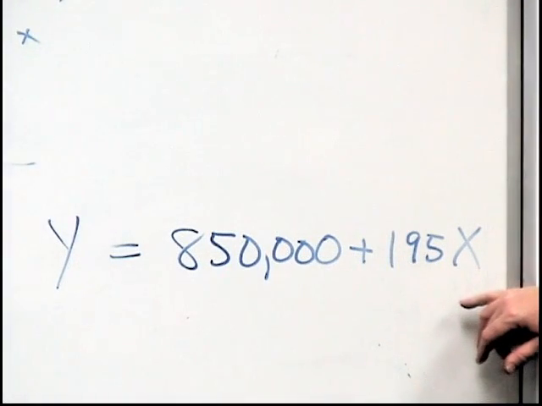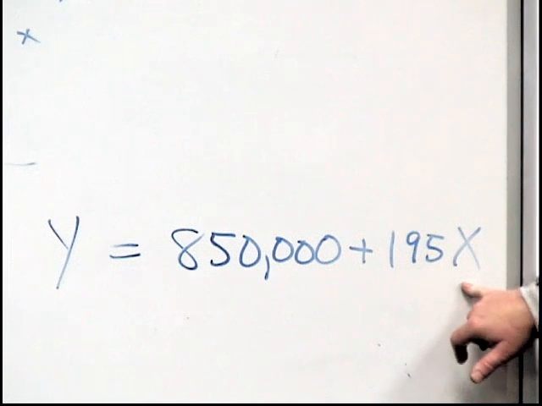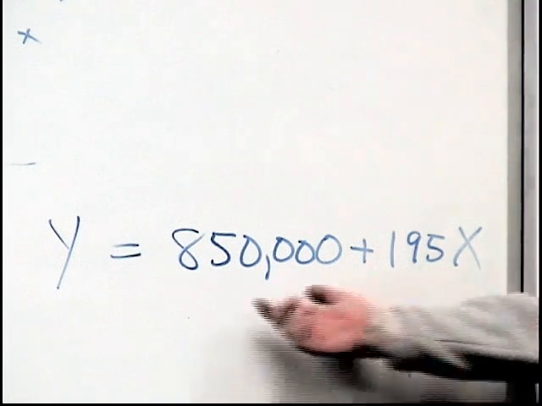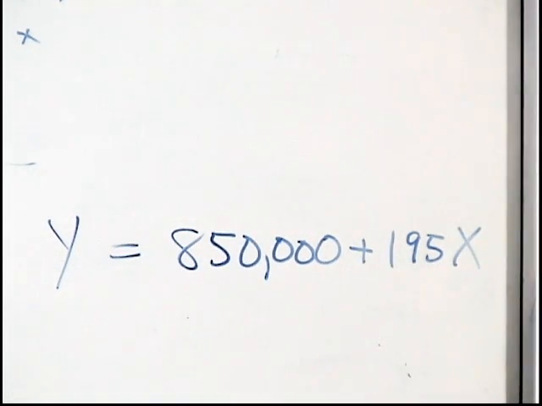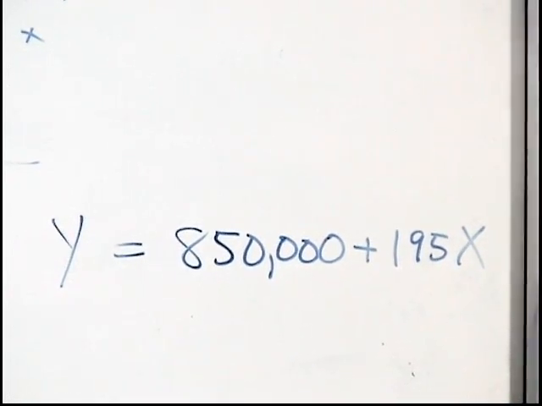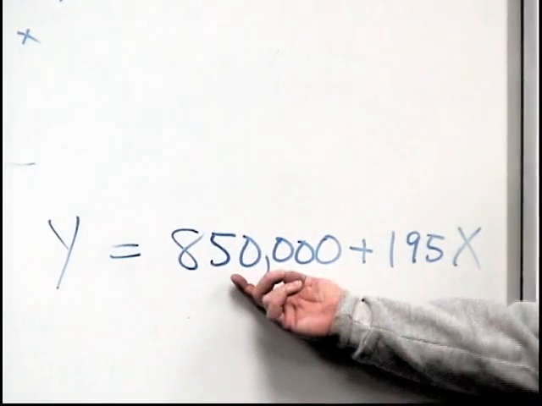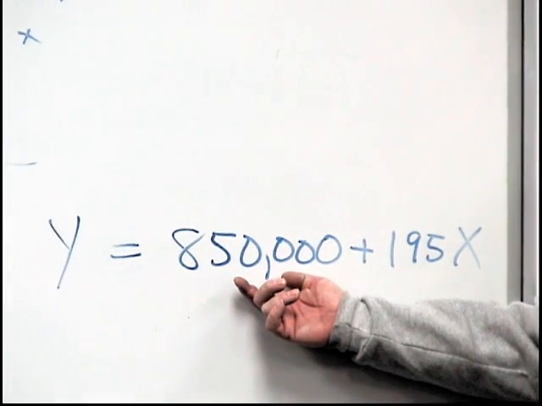For every extra necklace produced, your costs go up by... I was listening during the last hour. It was 190. Well, I had to change it a little bit. Okay. What's the meaning of the 850,000? That's your fixed cost, because that's the y-intercept. What's the meaning of the y-intercept? It's the value of y when x equals 0. So even if x equals 0, you would still be spending $850,000.